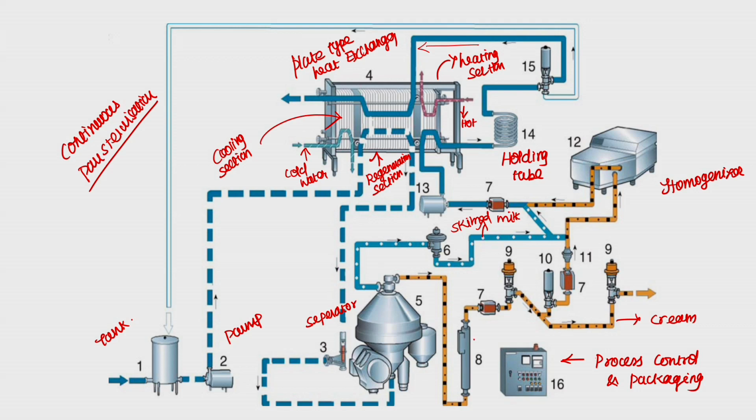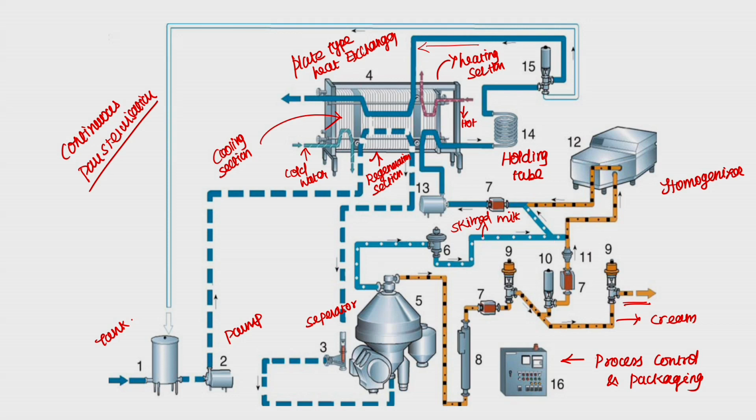Then this is the density transmitter, this is again a flow transmitter, 7 is a flow transmitter. Then 9 is another regulating valve. This 10 is nothing but a shut off valve, which will stop the input if there is any problem. Then 7 is again a flow transmitter. 11 is a check valve, which allows flow only in this direction, and if you want cream then it will be taken from here, or otherwise it will go to the homogenizer.